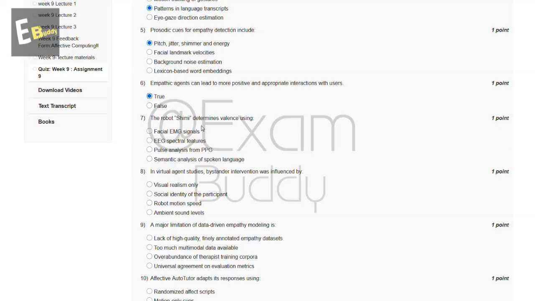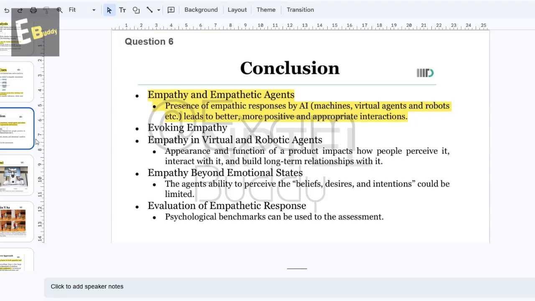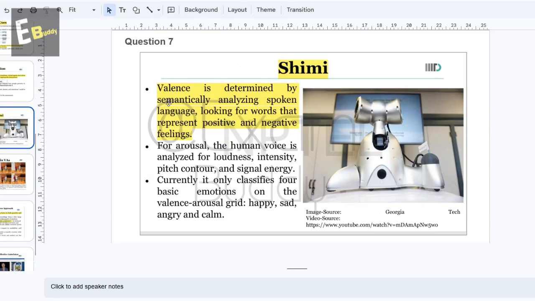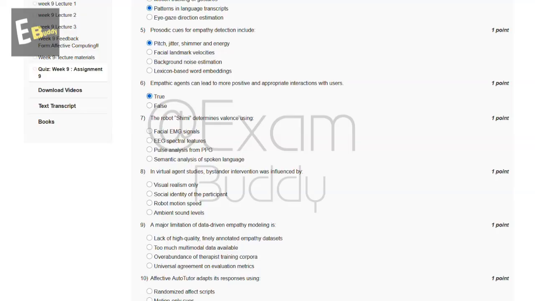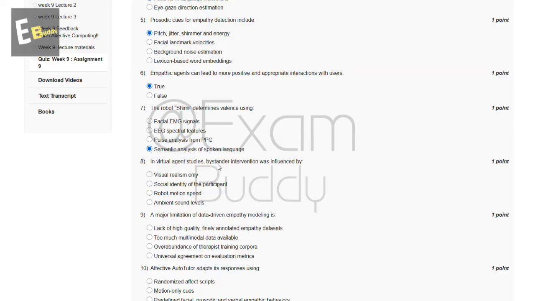The robot Shimmy determines balance using. So these are the options and now let's check the explanation. So explanation says Shimmy balance is determined by semantically analyzing spoken language, looking for words that represent positive and negative feelings. So the answer of our seventh question is D. Semantic analysis of spoken language. And now let's go to our question number 8.